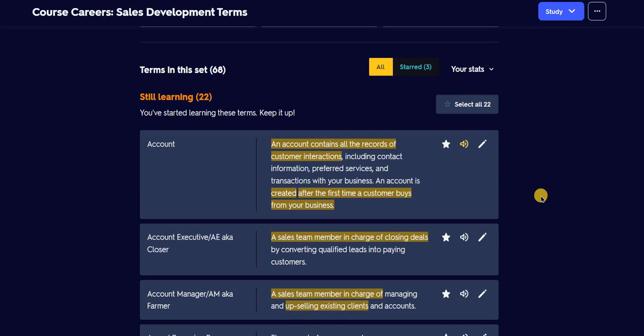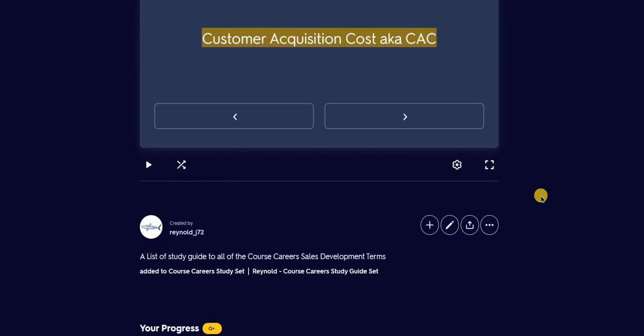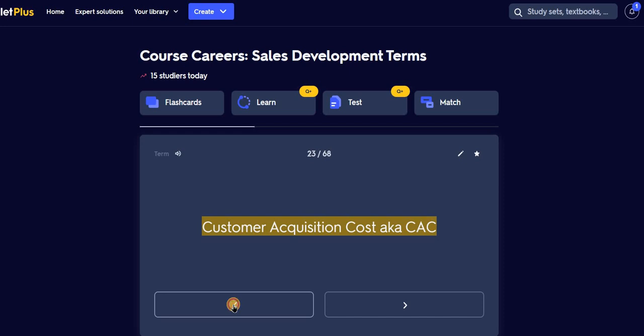Account. An account contains all the records of customer interactions, including contact information, preferred services, and transactions with your business. An account is created after the first time a customer buys from your business. But when we do the cue cards, let's go to account.